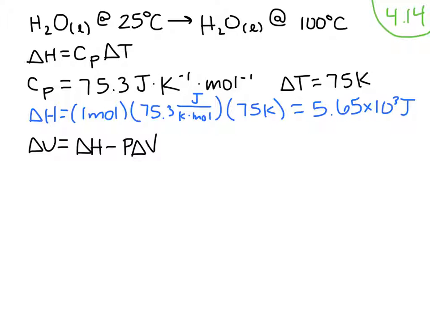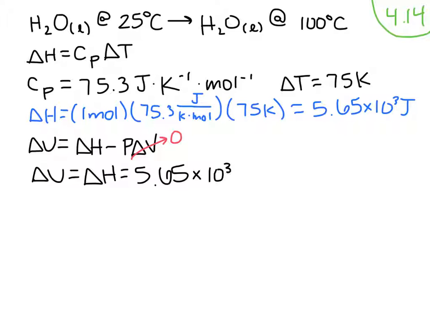We can then use the expression delta U is equal to delta H minus P delta V. Because this step involves no phase change, delta V is negligible, and we end up with delta U being equal to delta H, so delta U is also 5.65 times 10 to the third joules.